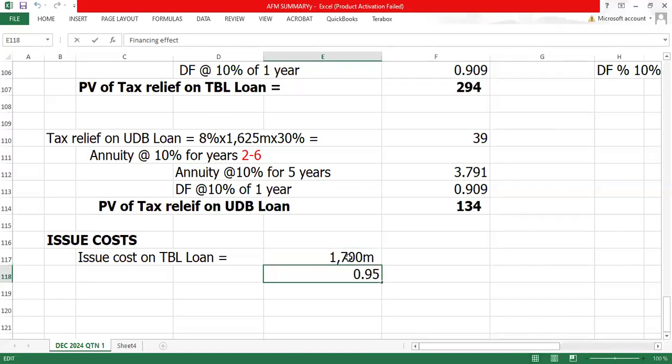So once you get this, let me just say, you simply get this one, then divide by 0.95. I know the 95. If issue cost is 10%, then you divide by the remaining balance, which is 90%. If issue cost is 15, you get your loan divided by 0.85, that is 85%. You doing that, you're grossing up.